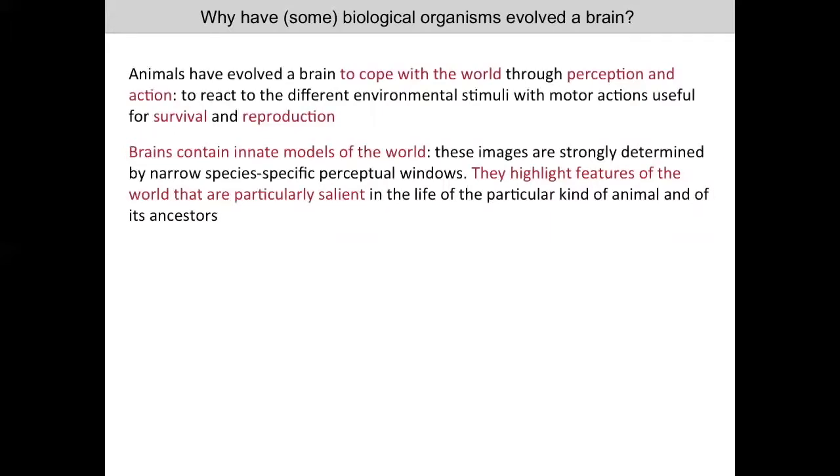For these reasons, brains of different species have some innate knowledge of the world in which that species has lived. And the important thing about these innate models is that they are not needed to have a faithful representation of reality, but they're needed to highlight things in the environment which are particularly relevant and salient.